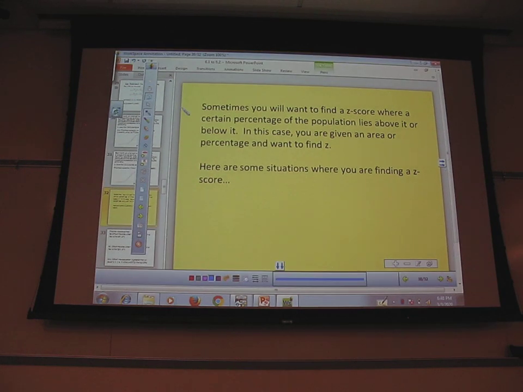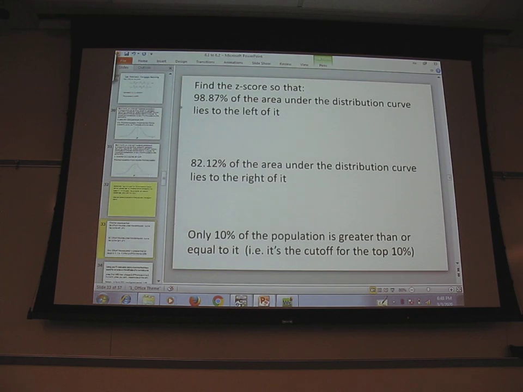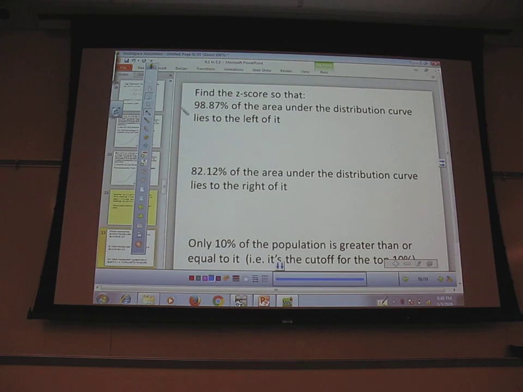Clayton, go ahead and read for me. You will want to find these for a certain percentage of the population over below it. In this case, we're given an area or percentage of the situation where you are finding is equal. Right, so here we're going to do the opposite. So here, instead of finding an area, we're going to try to find a z-score from an area.